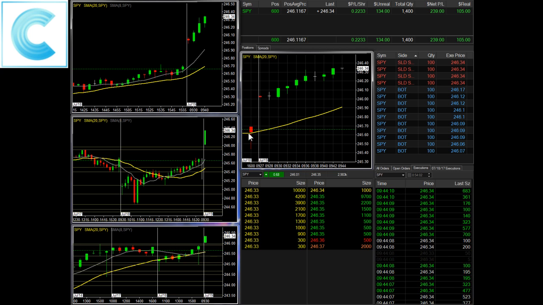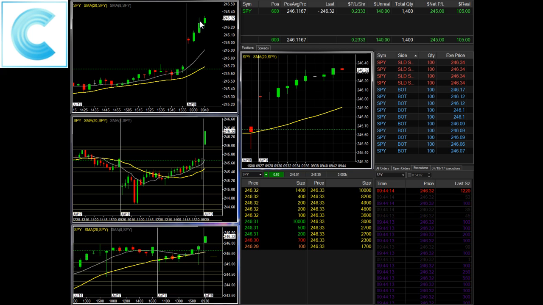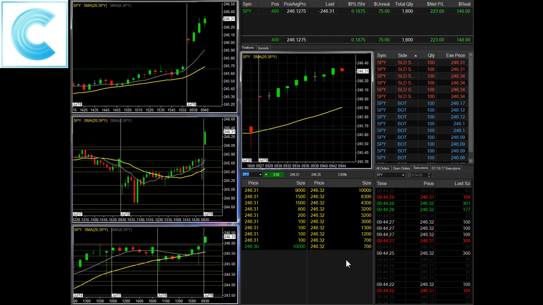If this price gets pushed back down because of the sellers on this candle, we're going to take a little bit more off the table. All right, and here we go with a little bit of a red candle at the new highs. Let's take 200 more off the table, put that in the bank.